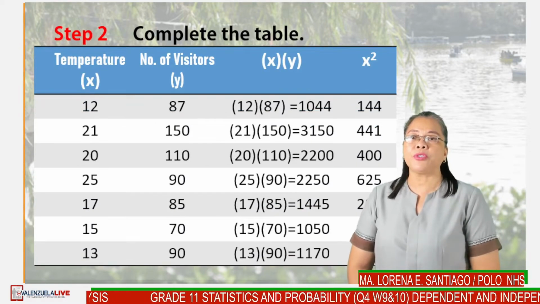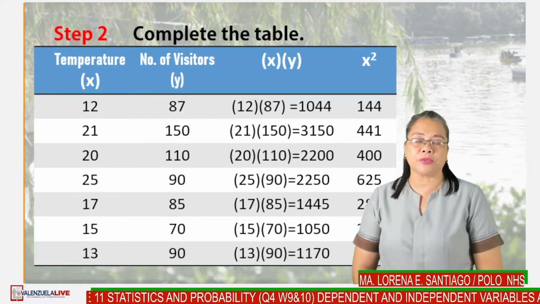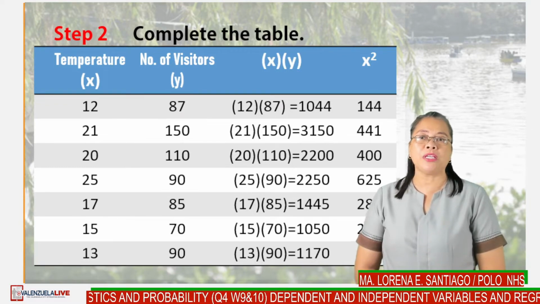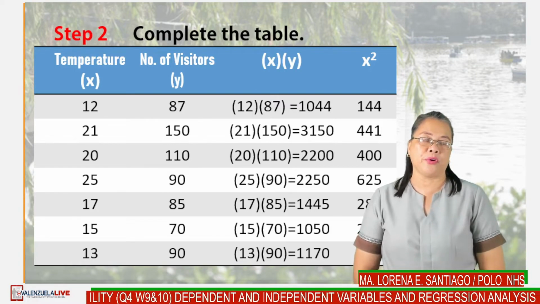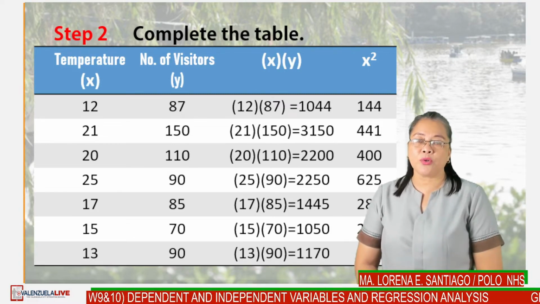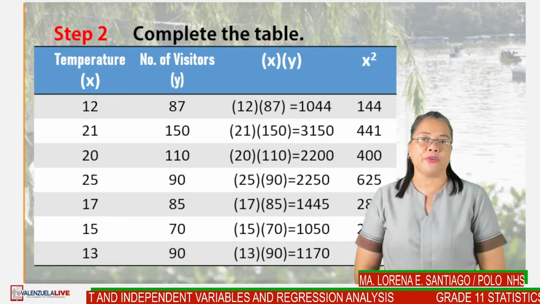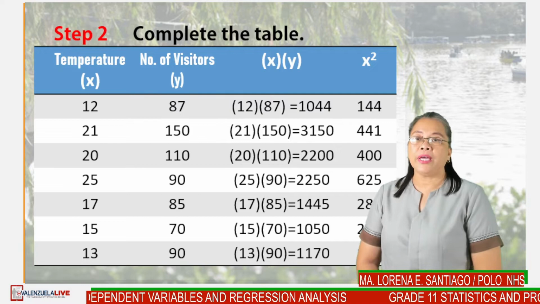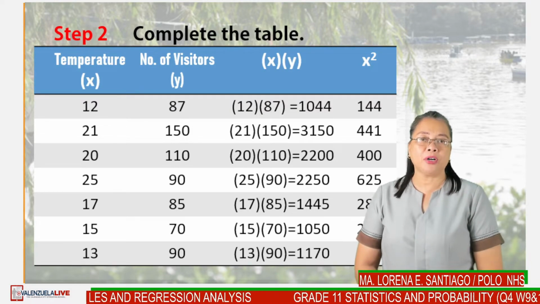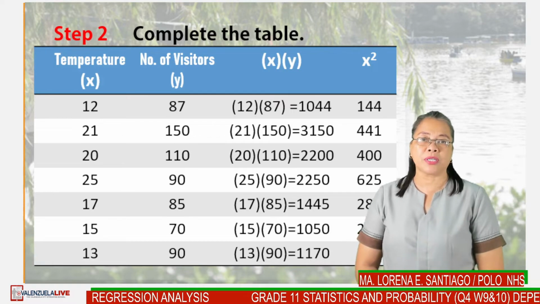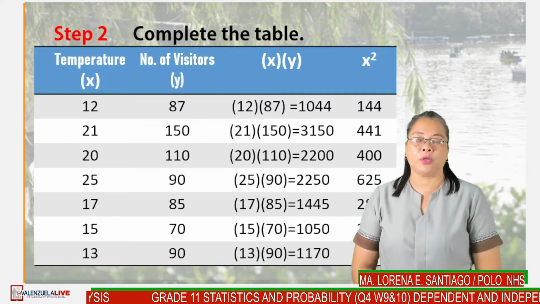So, if the temperature is 12, and there are 87 visitors, then xy would be 12 times 87, which will be equal to 1,044. X squared will be the square of 12, and we will get 144. When x is 21 and y is 150, then the product of x and y will be 3,150. The square of x becomes 441.